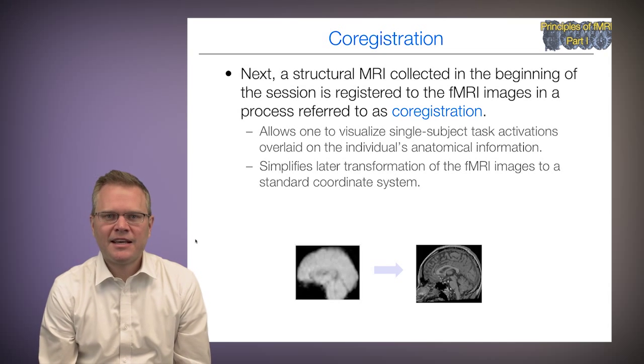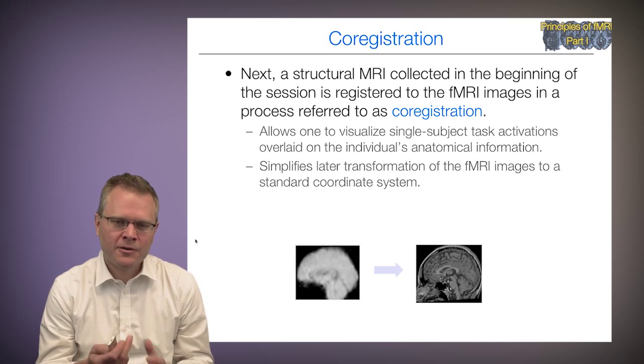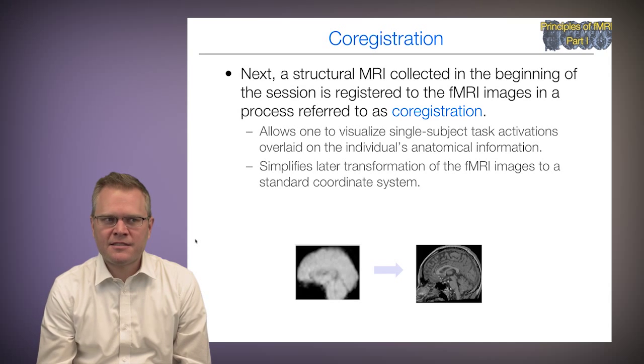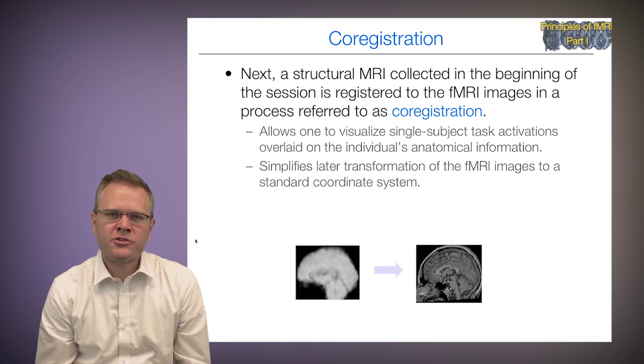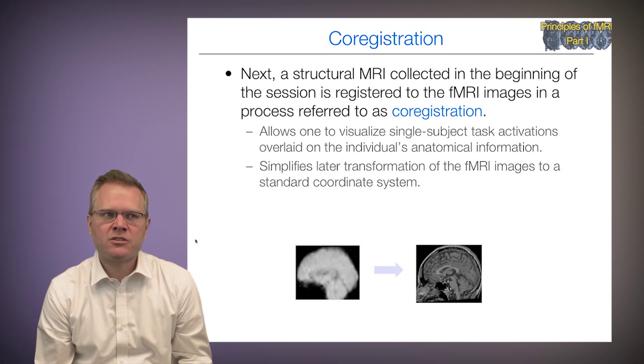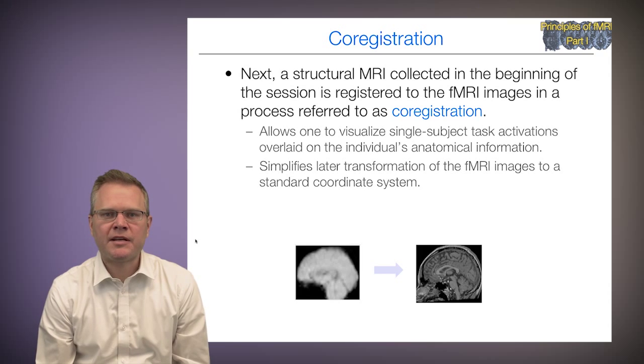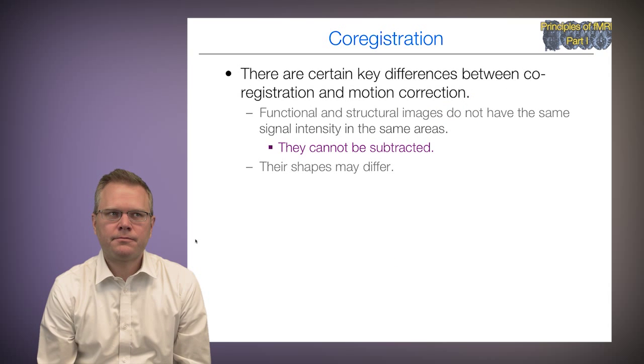This is sometimes a nice way of presenting results. Even though the statistical analysis is on low resolution functional data, we might want to present the results of the analysis on a high resolution structural scan where we can make out detail. It also simplifies later transformation of the fMRI images to a standard coordinate system, which we'll talk about later.